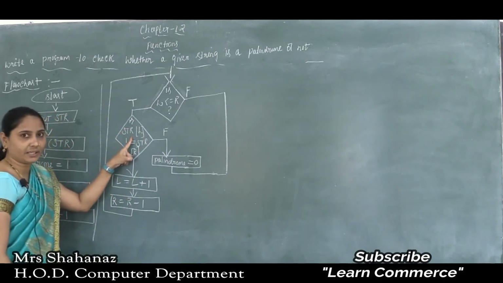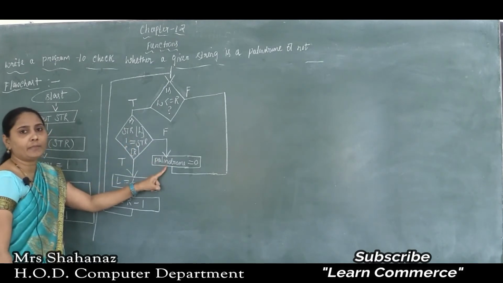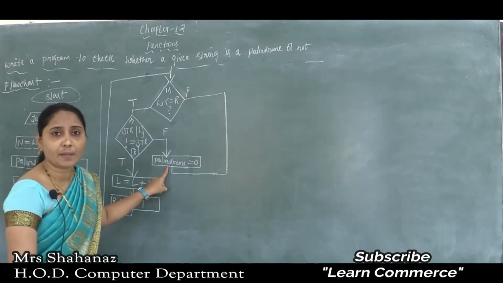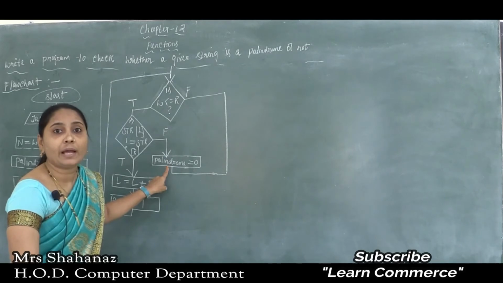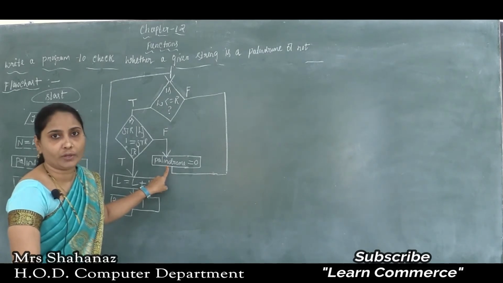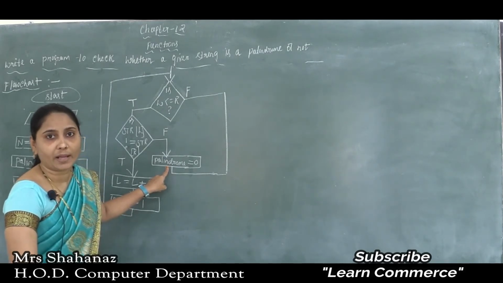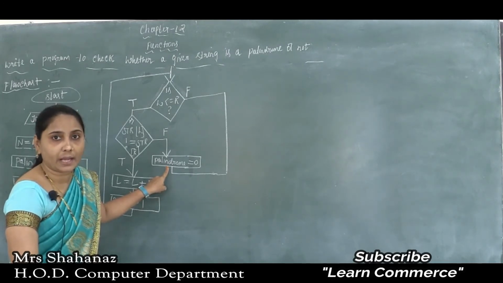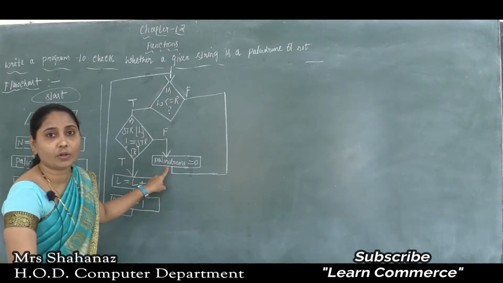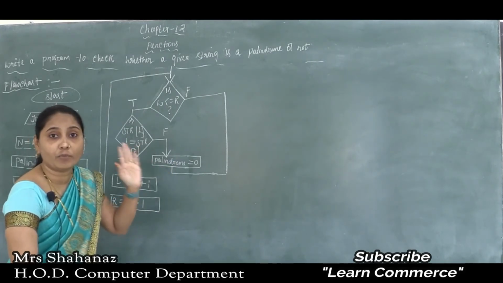Maybe this condition is false, then palindrome value is equal to 0. When is it going to display palindrome is equal to 0? When left value is not equal to R value, the right side value, left value is not equal to right side value, at that time we can say that palindrome is equal to 0. The palindrome is equal to 0 means not a palindrome word. Okay?